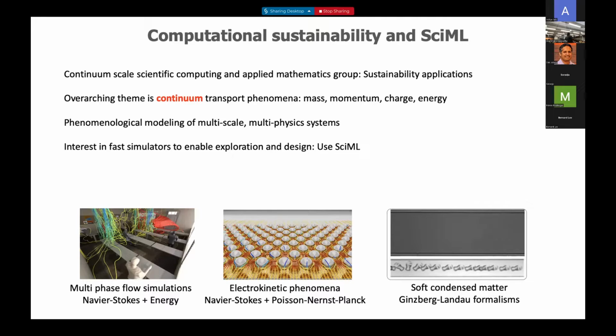So we are interested in what is called phenomenological modeling. We have some knowledge about what the underlying conservation principles are, and then we try to model this at scale. Over the past 10 or so years, we've wanted fast simulators because we want to look at design, exploration, and control. That's where the idea is for us to use scientific machine learning.